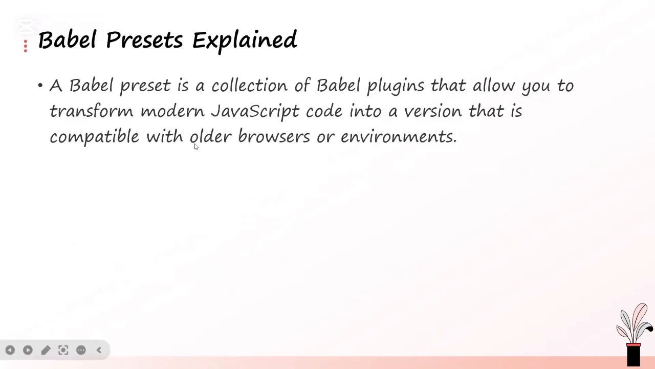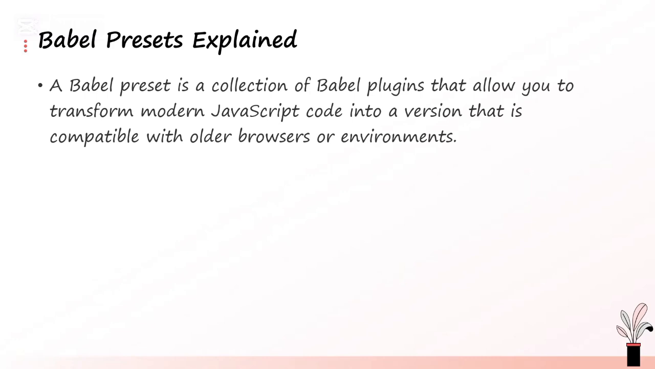All right. So what is a Babel preset? A Babel preset is a collection of Babel plugins that allow you to transform modern JavaScript code into a version that is compatible with older browsers or environments. Just see it as a plugin, okay. Babel has different presets depending on the reason why you are installing it in your application. Okay, so if you want the one that will convert ES6 to ES5, we use the preset-env.